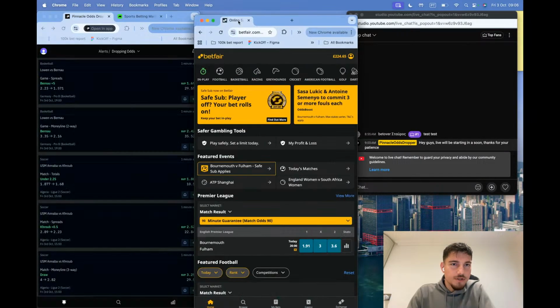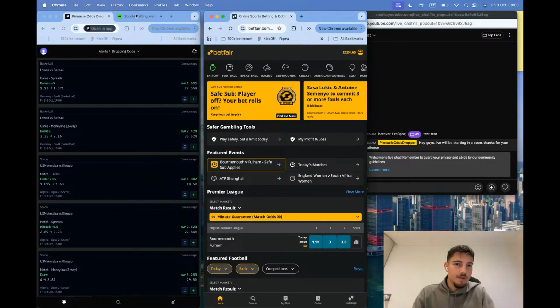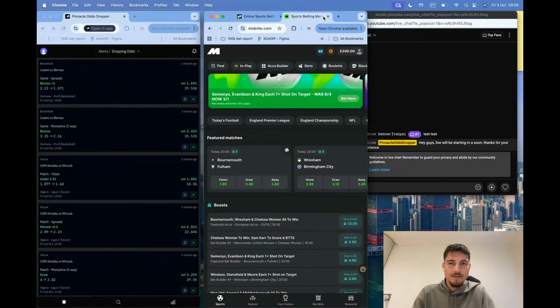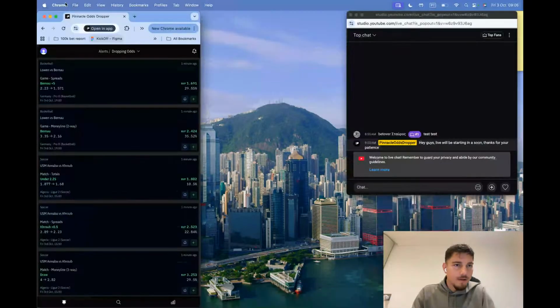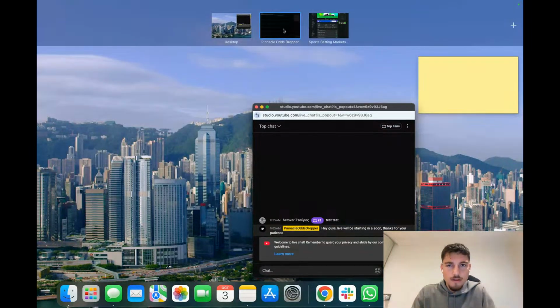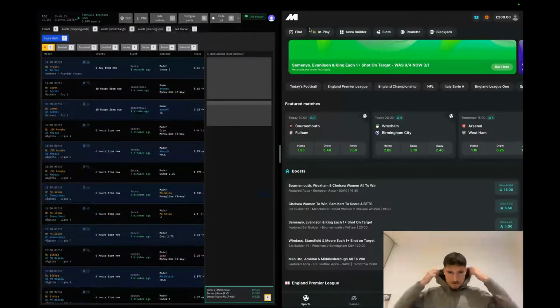Okay, cool. So usually I have pods on the left-hand side and there's mobile UI here, and then I have my bookmakers on the right-hand side. So let's see if I can just get the split screen quick. Okay, cool.